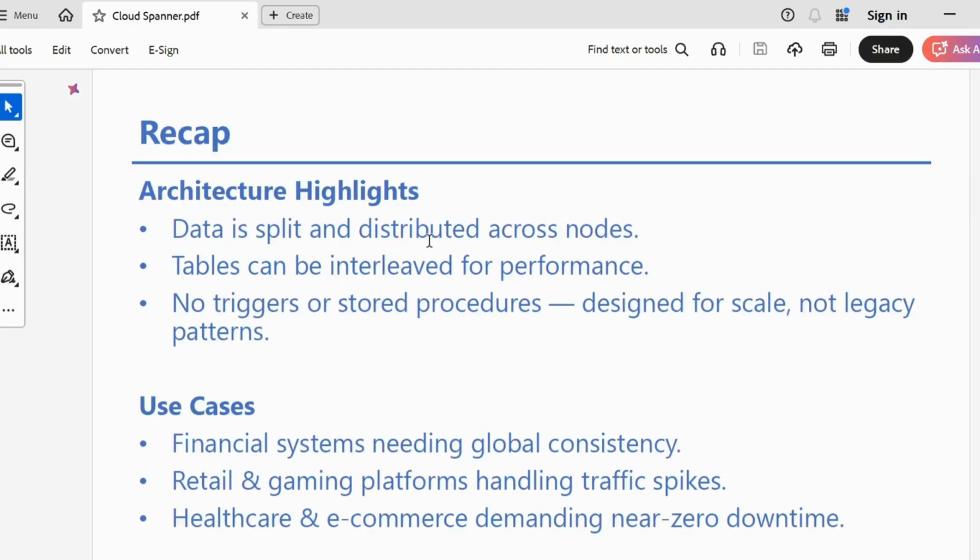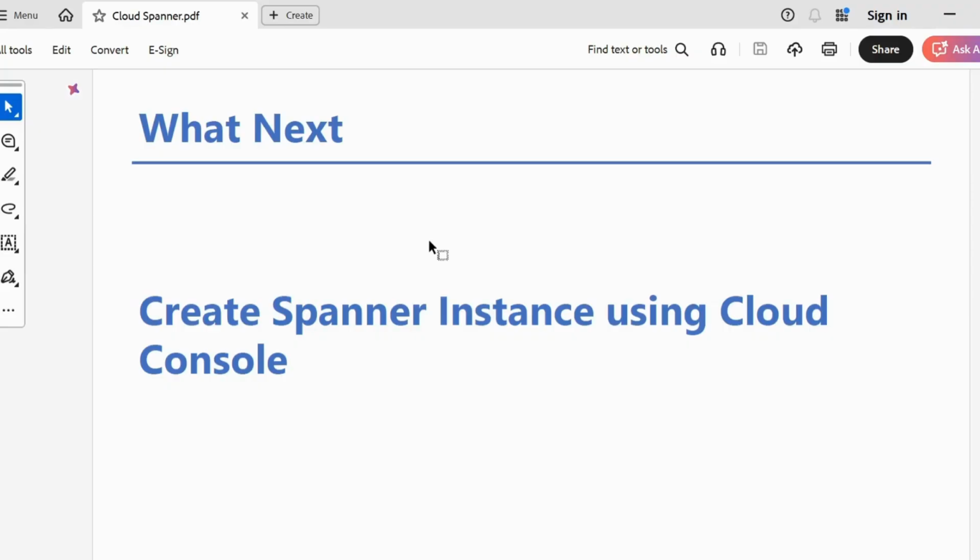That wraps up today's session on Cloud Spanner. In the next video, we are going to create a Spanner instance using Cloud Console.